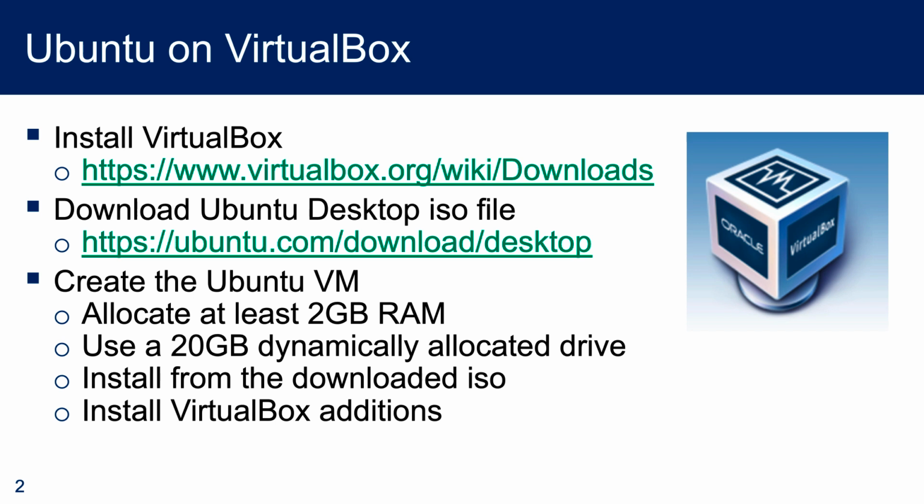You'll need at least 2 gigabytes of RAM available for the VM and at least 20 gigabytes of disk space. We're going to use a dynamically allocated drive, so it won't take up that much space to begin with, but it could grow to 20 gigabytes. Then we need to install the downloaded ISO into our new virtual machine and then install VirtualBox additions.